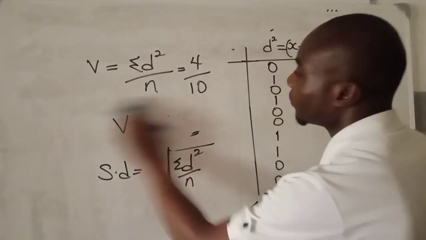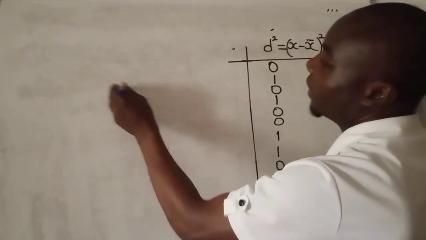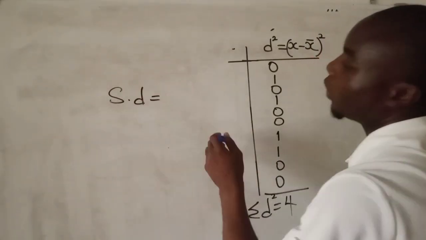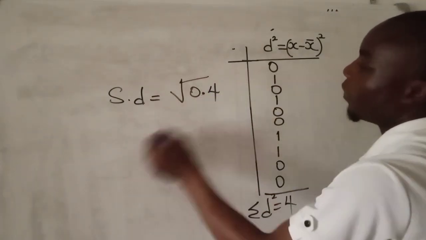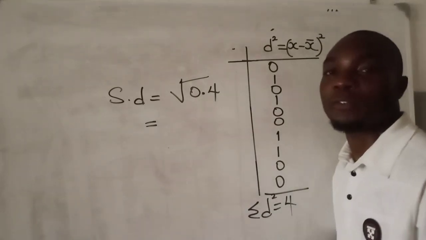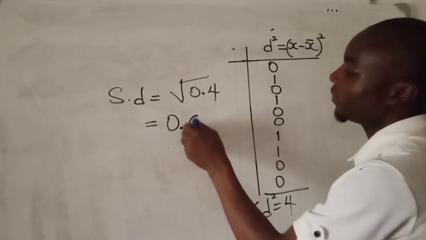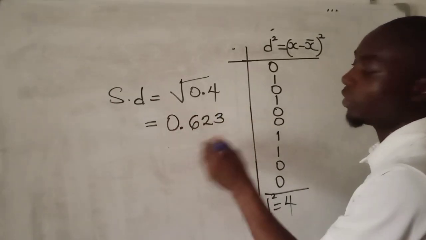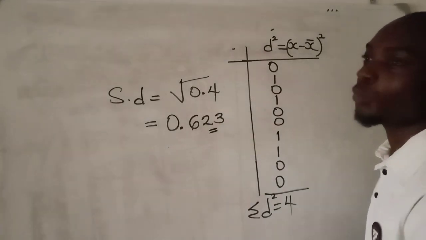All right? So all we need to do is to say standard deviation is equal to the square root of 0.4. Okay, and the square root of 0.4 is what? If you press your calculator, you're going to have 0.623. So our standard deviation is equal to 0.623.